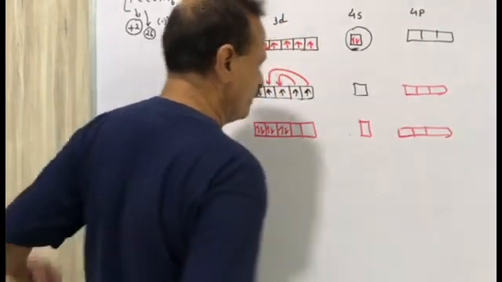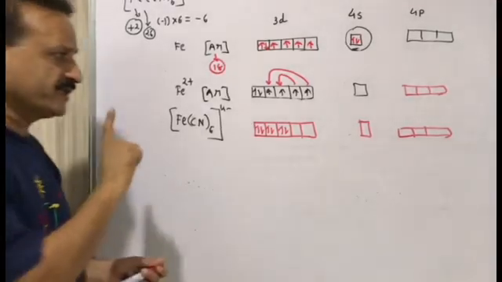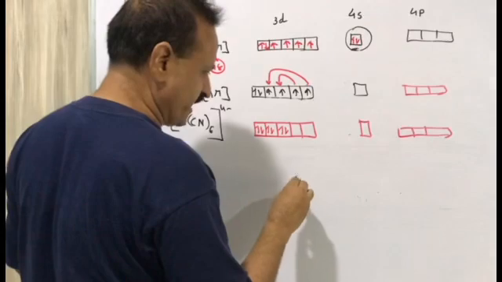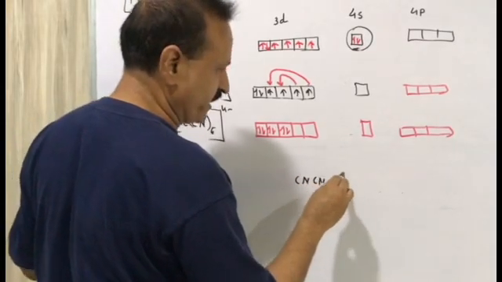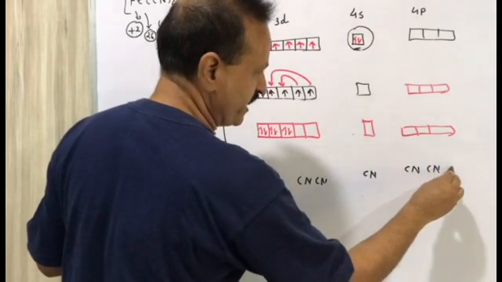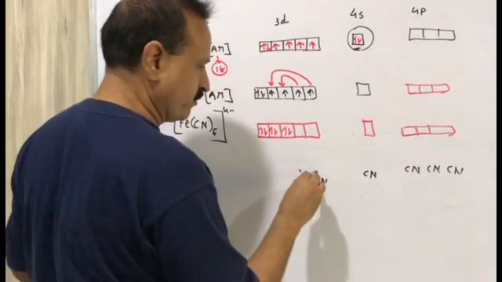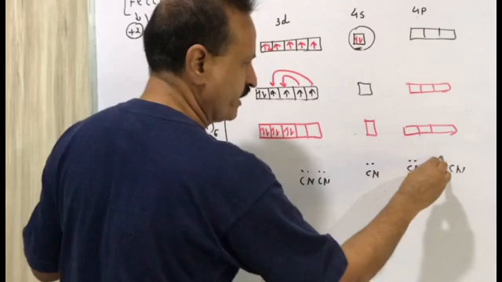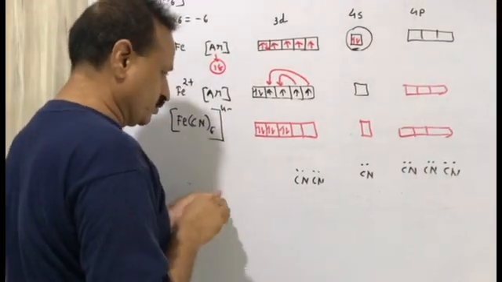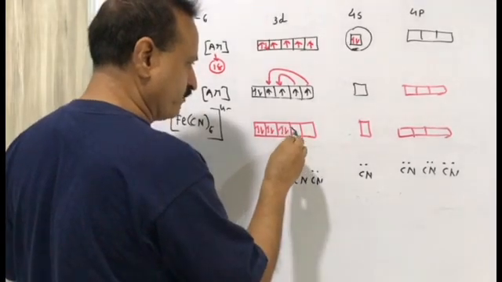These are the p orbitals. Now 6 electron pairs have to be donated by the cyanide ions. So 6 cyanide: 1 cyanide, 2, 3, 4, 5 and 6 cyanide. The electron pair of each cyanide will be donated to a vacant orbital. So what will happen? 2 electrons will fill over here, shown by a cross.